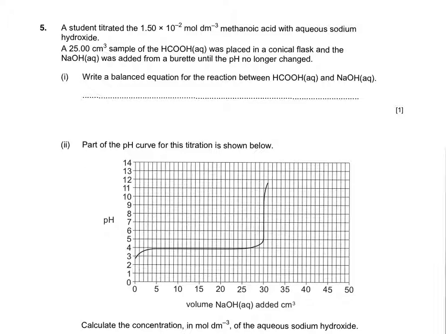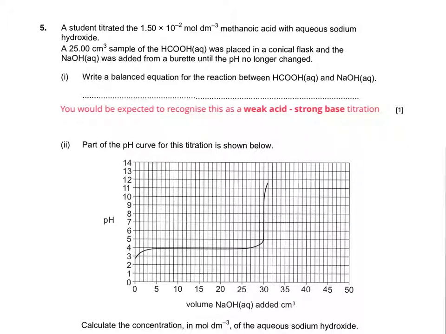This time it's obviously about a pH curve. Now, you've done pH curves in your core practical today, and we're going to have a look at how this might come up in an exam question. So a student titrated the 1.5 times 10 to the minus 2 moles per decimeter cubed methanoic acid with aqueous sodium hydroxide. Then a 25 centimeter cube sample of the methanoic acid is placed in a conical flask, and the NaOH aqueous was added from a burette until the pH no longer changed.